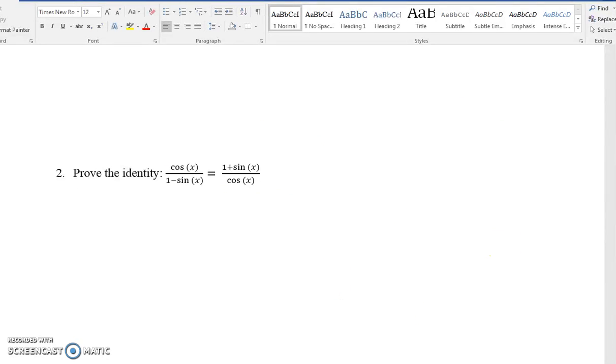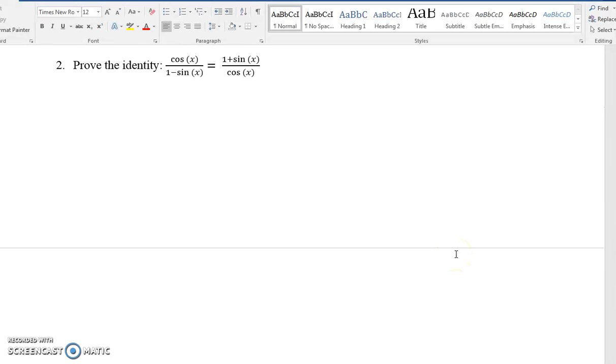My second example, let's create some more space. Okay, so here, if we had to pick a complicated side, I'd say they're basically the same. I don't see an easier version. So I'm just going to start with the left side. So that was cosine over 1 minus sine.